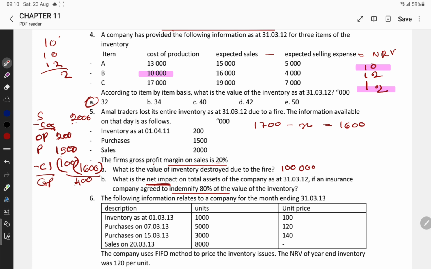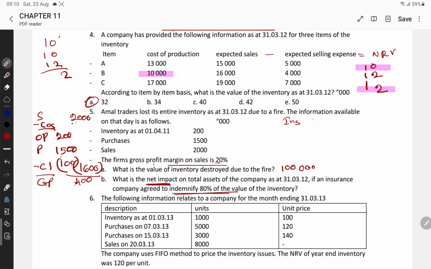What is the net impact on total assets of the company if an insurance company agreed to indemnify 80% of the value of the inventory? So 100,000 is 80%, which means 80,000 the insurance company will give us compensation. I will first explain it from the double entry. So we will receive compensation from insurance company 80,000.